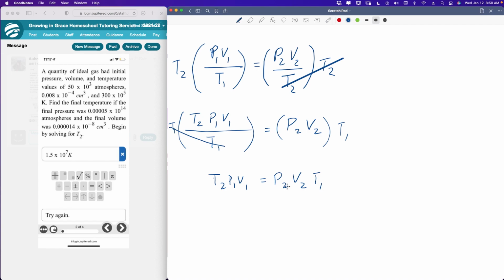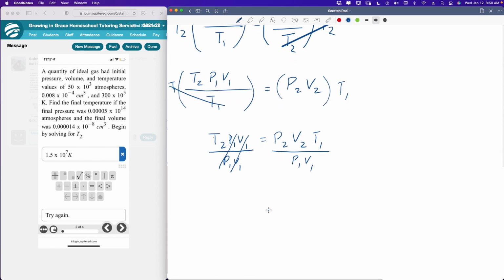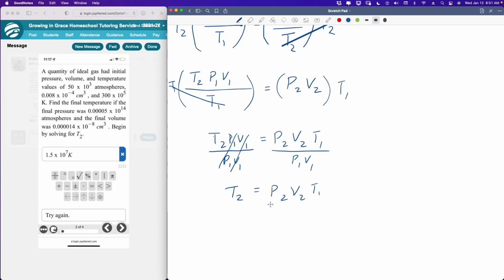Now that everything is just multiplied against each other, they're all factors, we can pick and choose what we want to divide by. Because we know these three things are multiplied against each other, we can choose to divide by these two to leave T2 alone. So that's what we're going to do to solve for T2. These two cancel, and we've solved for T2. It equals P2 V2 T1 over P1 V1.